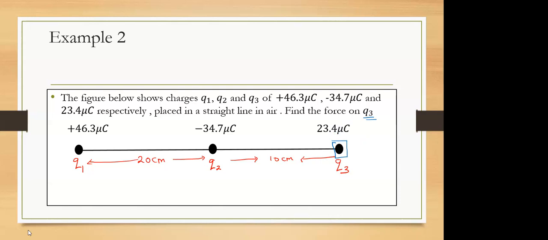Allow me to share this screen. I hope everyone is seeing a whiteboard now. Yes, sir. Now, I have three charges. I have the first one, which is our Q1, and Q1 is a positive charge. I have another charge here, which is a negative charge, and this is our Q2. Then I have another charge here, which is Q3, and it is a positive charge.